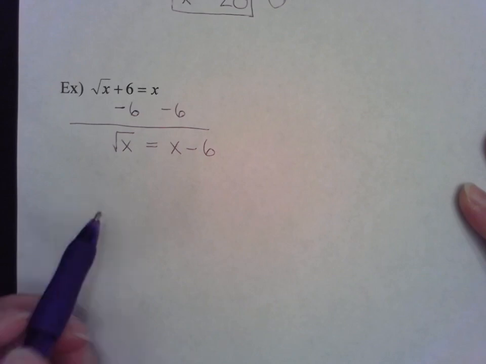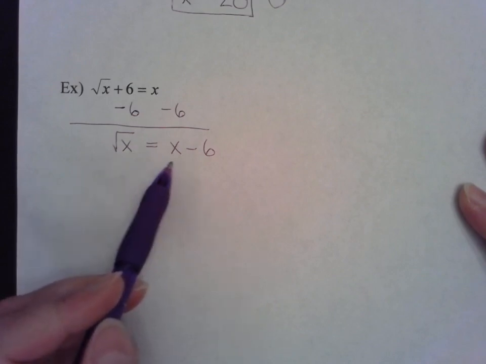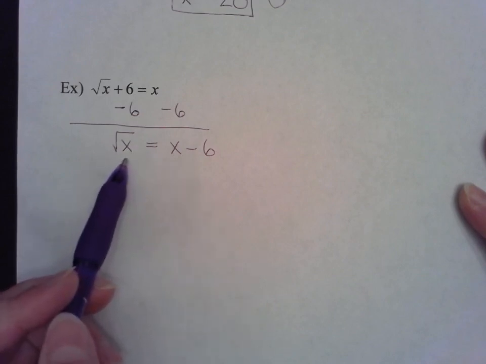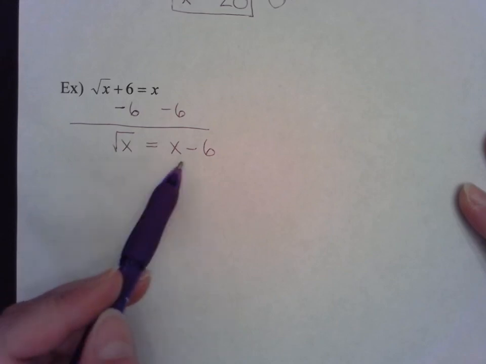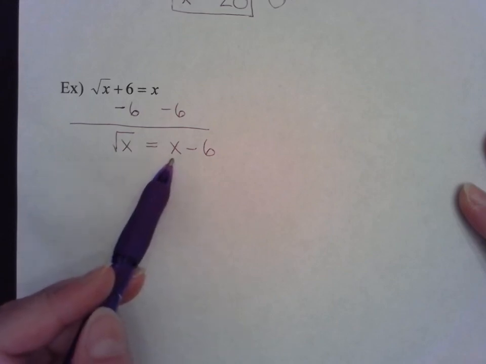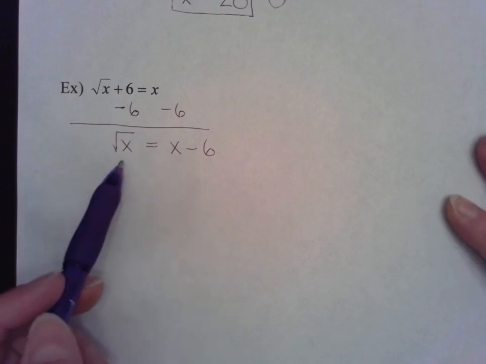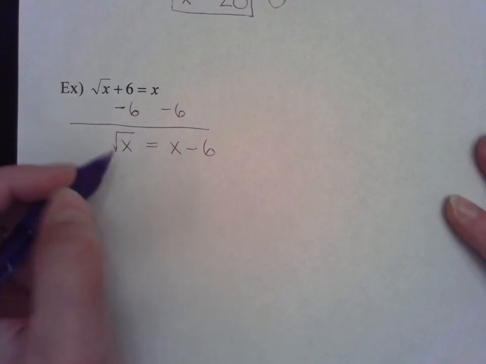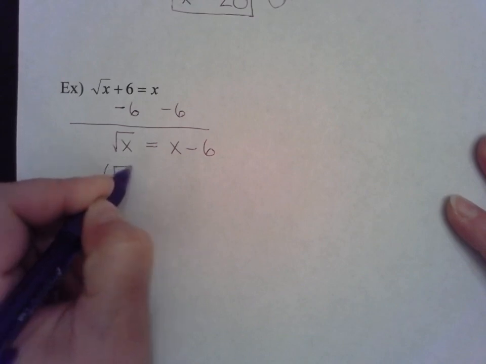What makes this one different is I have variables on both sides. I don't just have the variable under the square root like the last example. I also have a variable on the right hand side. And so that produces a little bit different result. But it's the same process. Okay, so the next step is to remove the square root. So we'll square both sides.